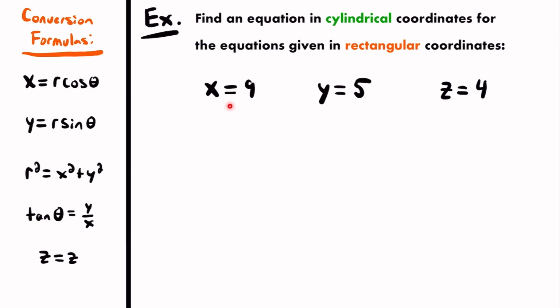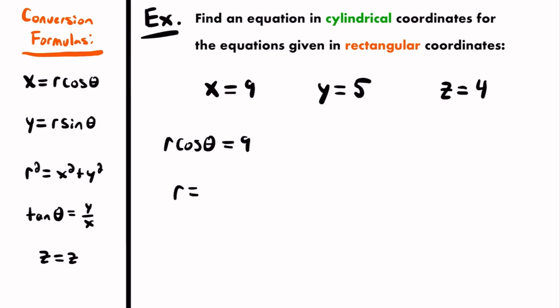Let's start with x equals 9. We want to replace x with r times cosine theta. So we'll have r cosine theta equals 9. And then typically you want to solve for r. That's usually the way we go about cylindrical equations. You don't always have to solve for r, but when you can, you should do it. So in this case, we want to divide both sides by cosine theta.